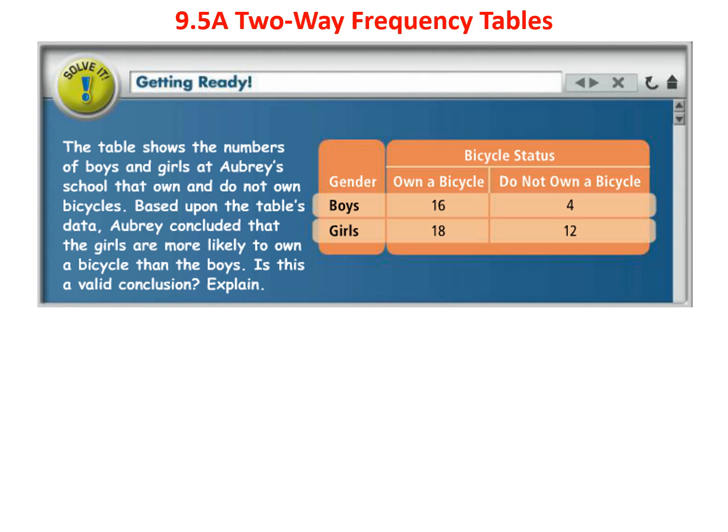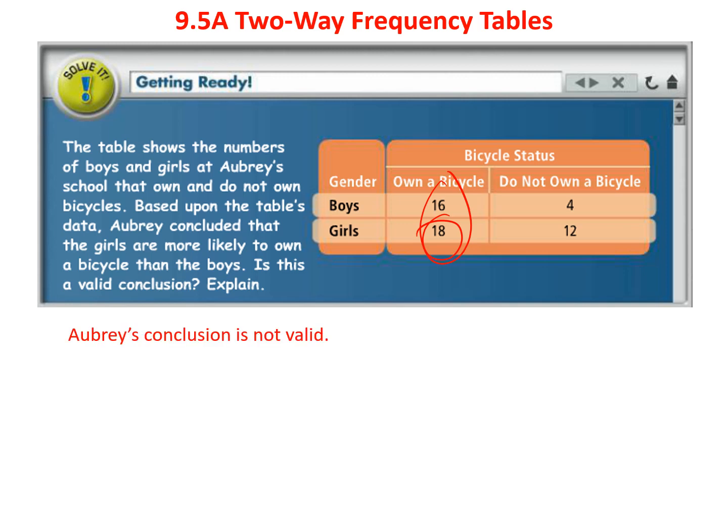Now, why did she say that? She looked right here. She said, look, 18 girls own bicycles, only 16 boys. So she said it's obvious that it's more likely for a girl to own a bicycle. But is that really a valid conclusion? Well, let's look at it a little bit closer, okay?